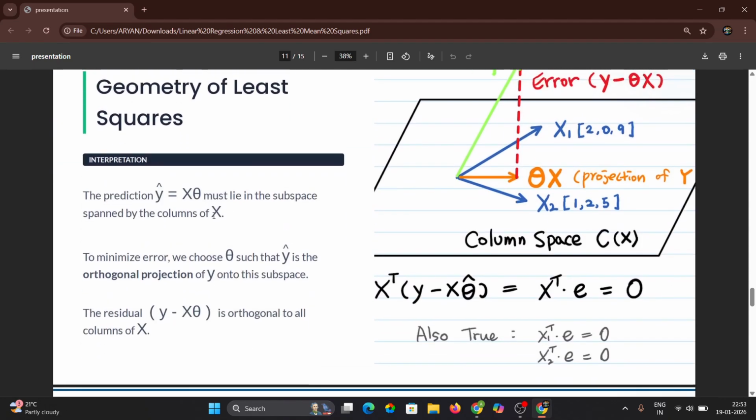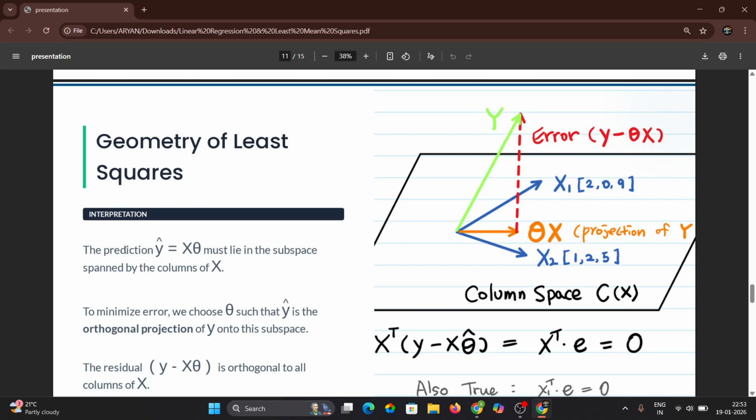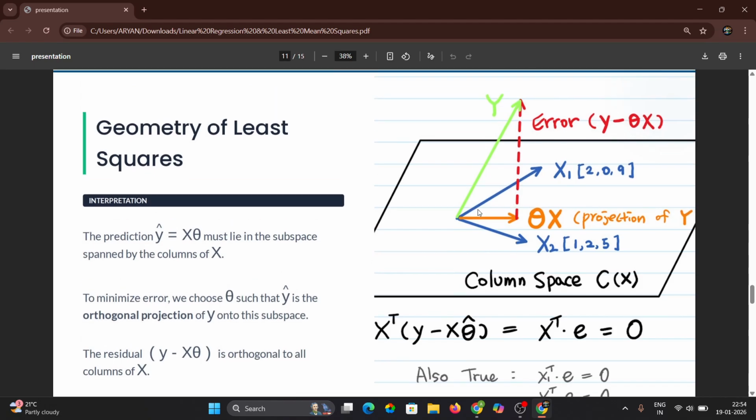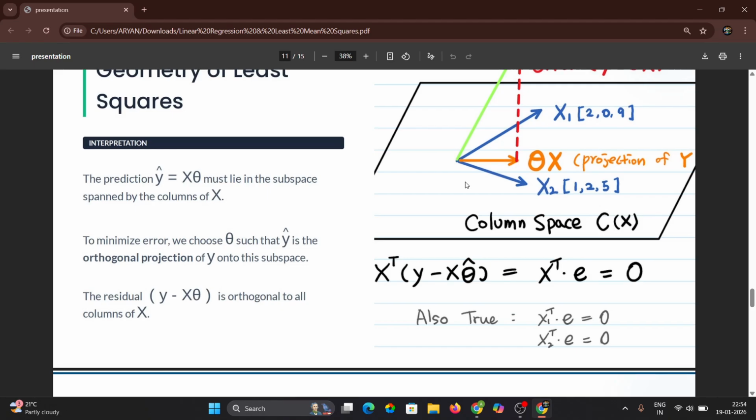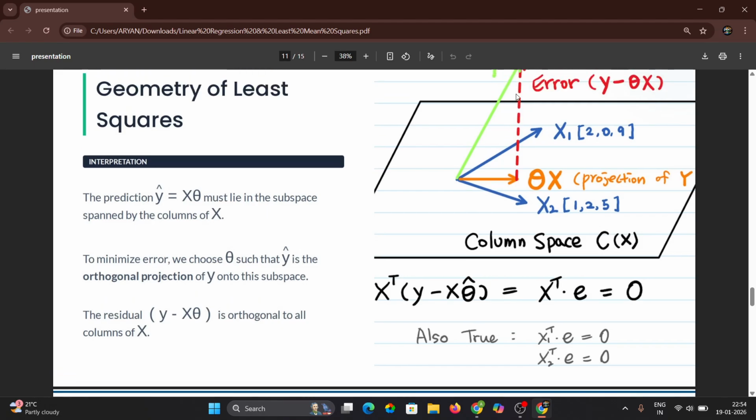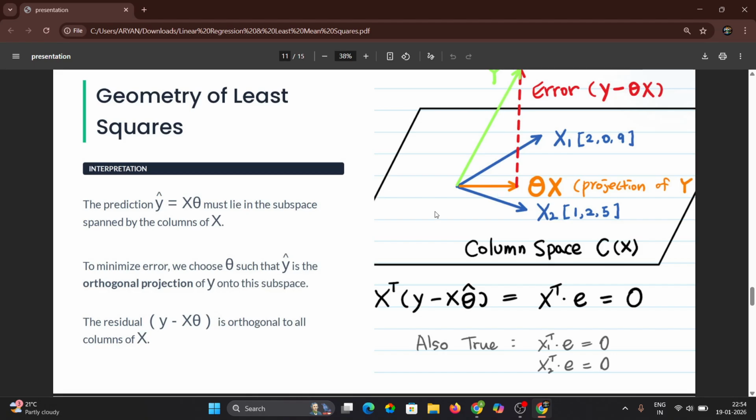Now, geometry of least squares. The prediction y bar equals X theta must lie in the subspace spanned by X. Here is your actual y and this is your predicted y. To minimize the error, we have to choose theta such that y bar is the orthogonal projection of y, because if it is the orthogonal projection, the error will be the minimum. That's why we want it as an orthogonal projection of y.